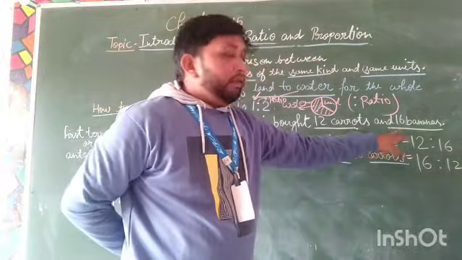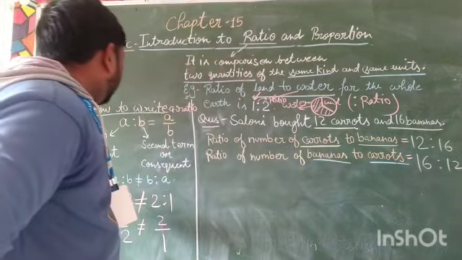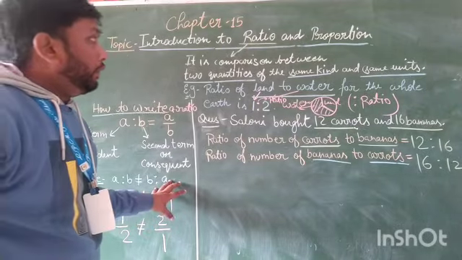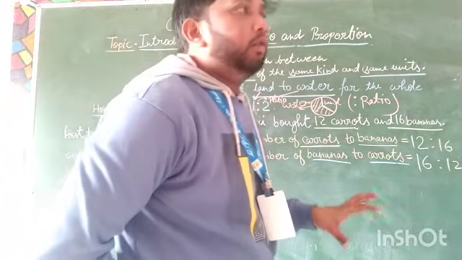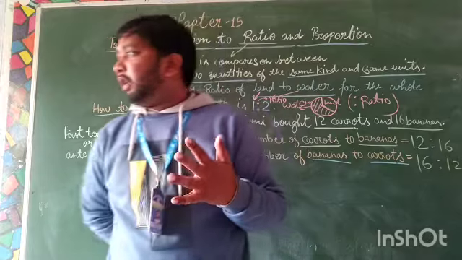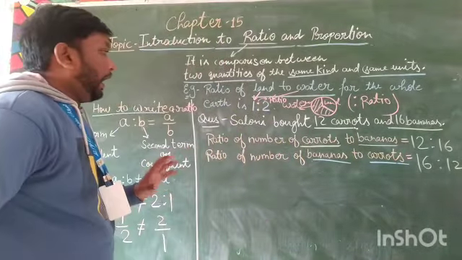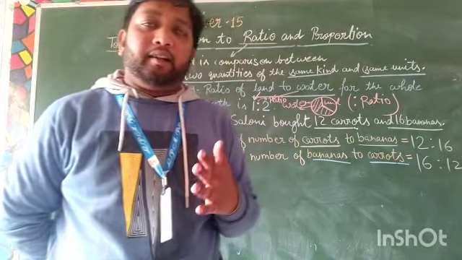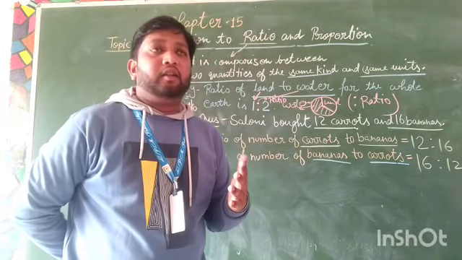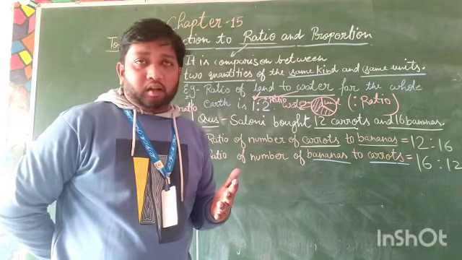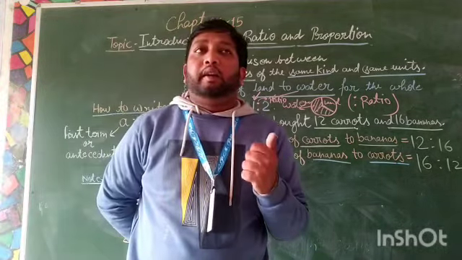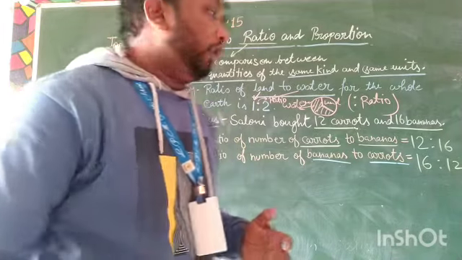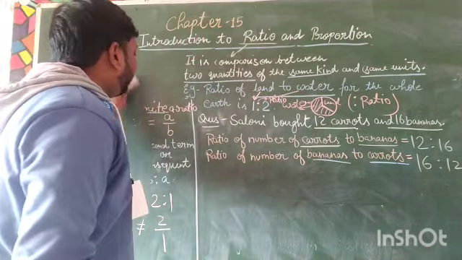So from here we conclude that A/B is not equal to B/A. This is what we have learned about ratio. So A/B cannot be equal to B/A, and the first term of a ratio is called the antecedent and the second term of a ratio is called the consequent. And the ratio we can write in fraction form.